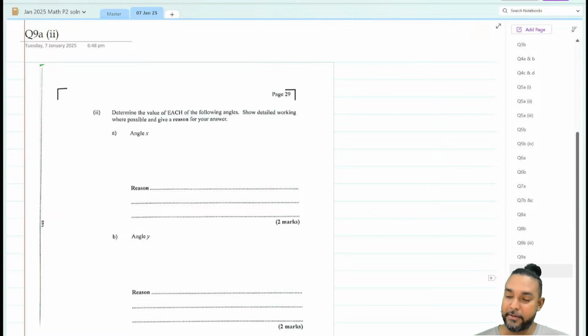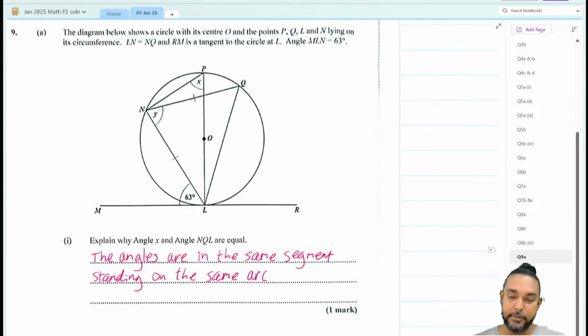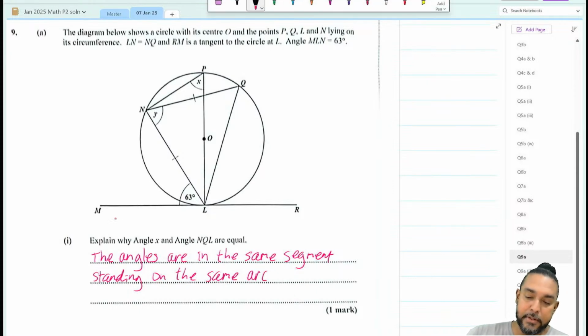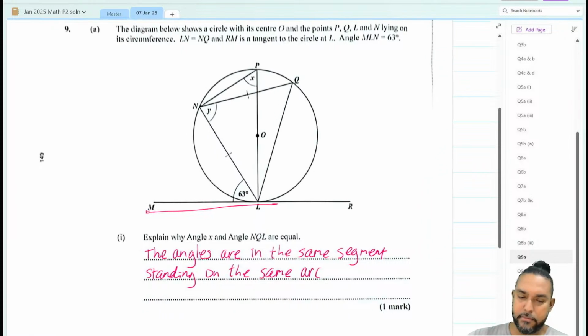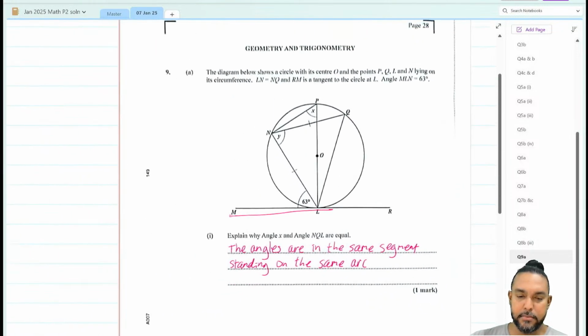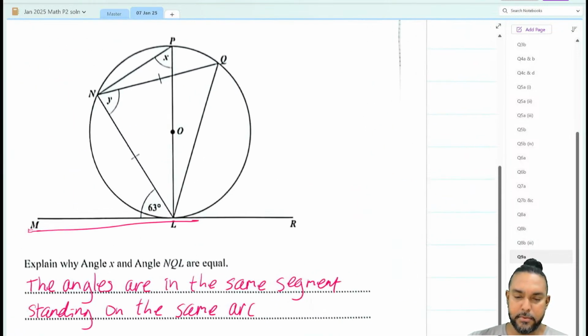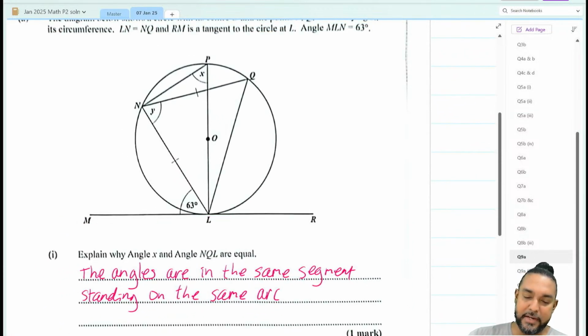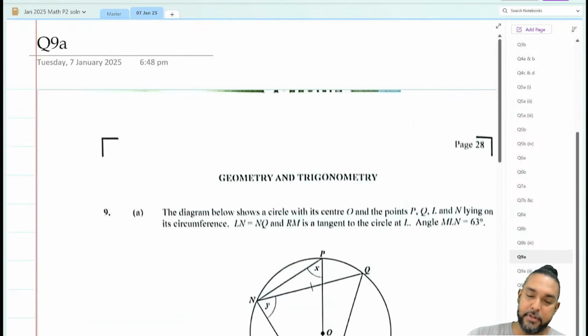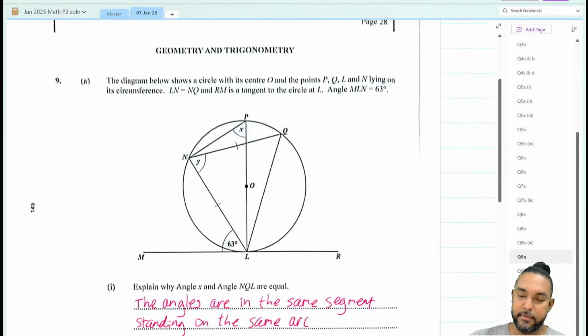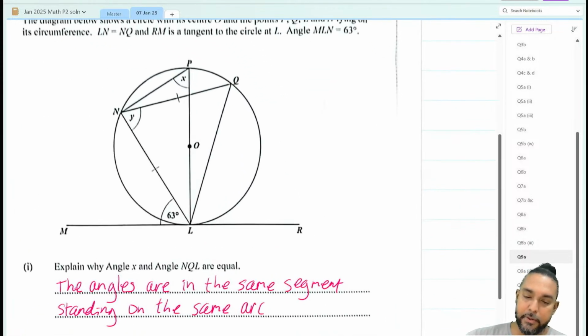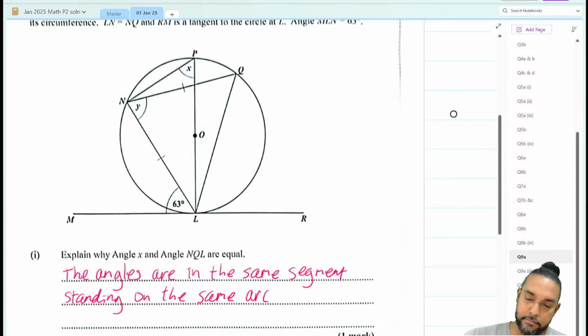All right. Angle X. Okay, so angle X and angle Y. So we said that... sorry, where was I? So the angle between the tangent and the chord is equal to the angle in the alternate segment. That's this angle here. So that's 63, and that's 63.